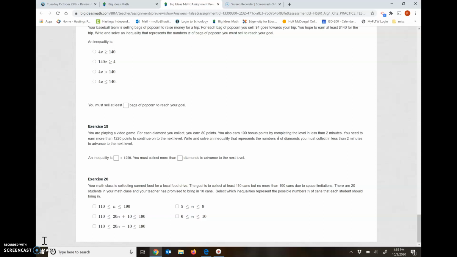And then 20, kind of the same thing as 17 and 18. They're kind of giving you options here for what the equation could look like. So you're going to select 2 here, one from the left column for the equation, and then one from the right column for what the answer is.